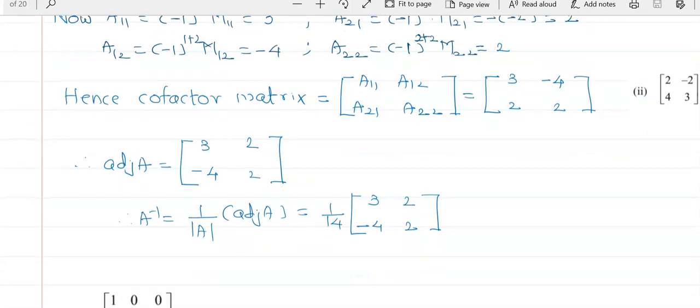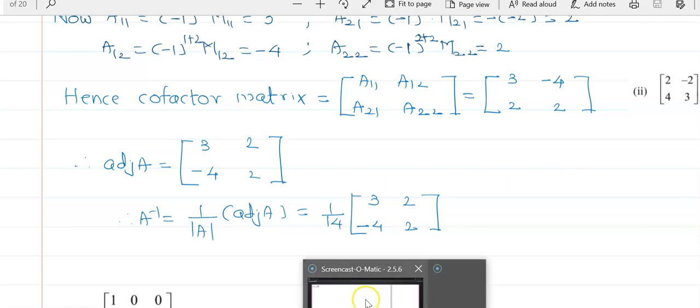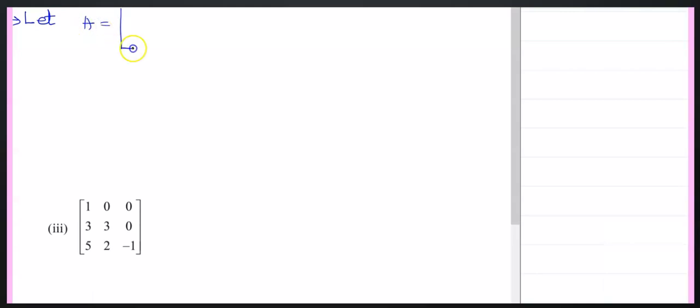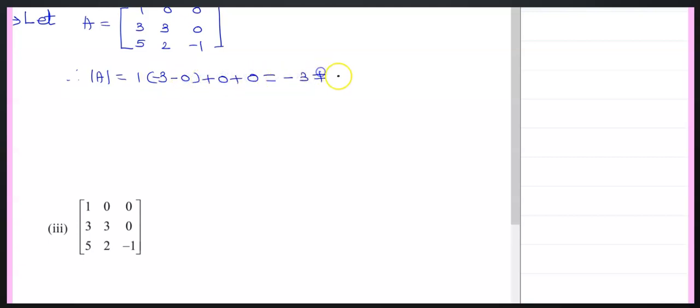And this is the final answer. Now, next, that is the third one: 1, 0, 0, 3, 3, 0, 5, 2, minus 1. Now, find out the value of the determinant. One minus 3, minus 0. Next is 0, 0. Overall, it is minus 3, which is not equal to 0. Therefore, A inverse exists.